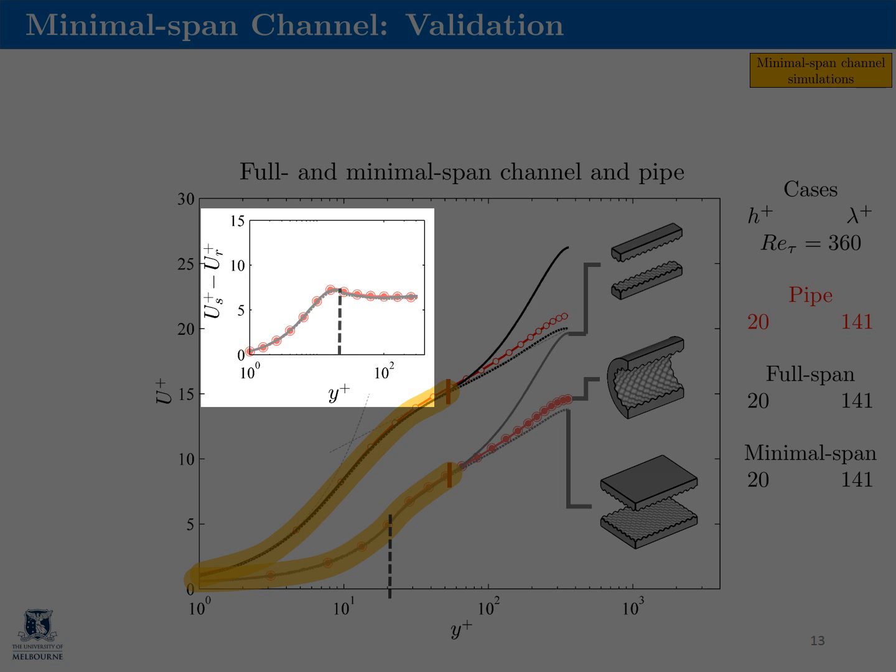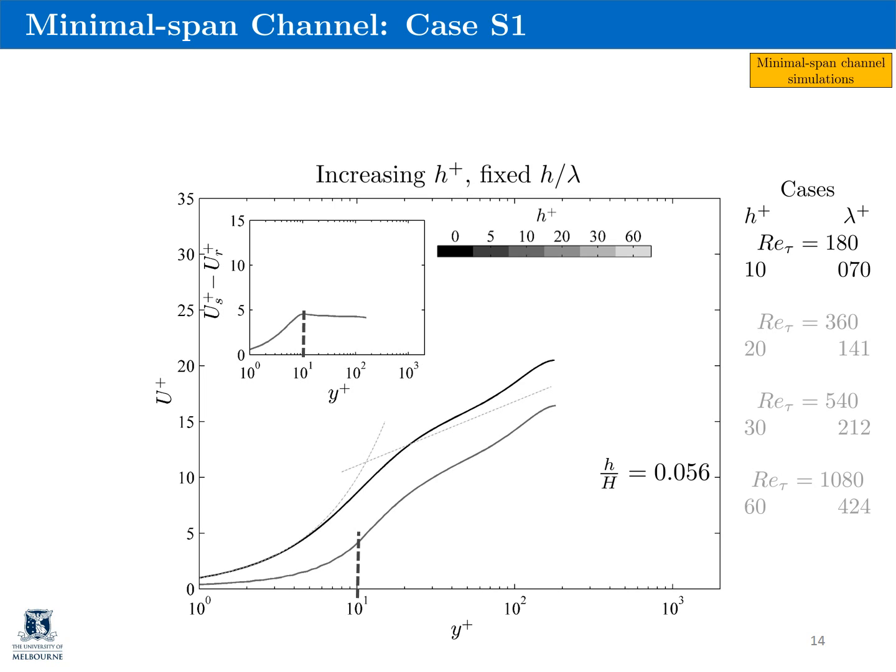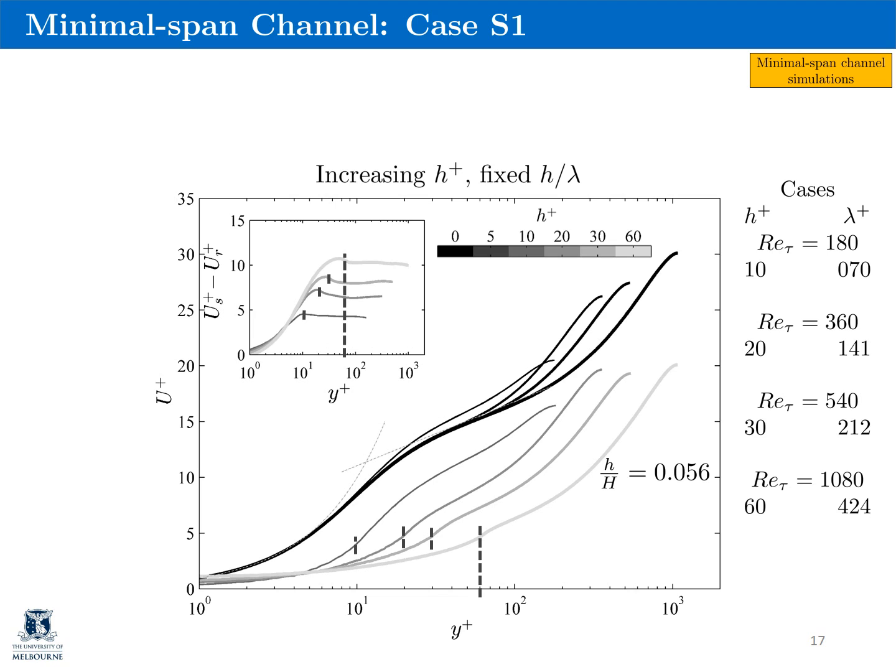To test the accuracy of the minimal span channel in predicting the roughness function, we have repeated case S1, where we increase the height of the roughness elements while maintaining a fixed roughness height to wavelength ratio. Here, we maintain a constant blockage ratio and increase the height of the roughness elements by increasing the Reynolds number of the flow. Here we have h+ equals 10 simulated at Re_tau 180, h+ equals 20 simulated at Re_tau 360, and finally, when Re_tau is equal to 1080, h+ equals 60.